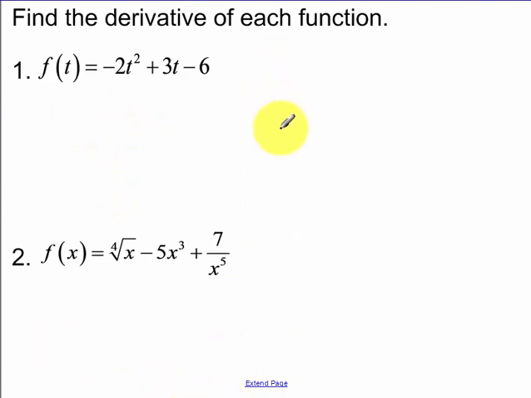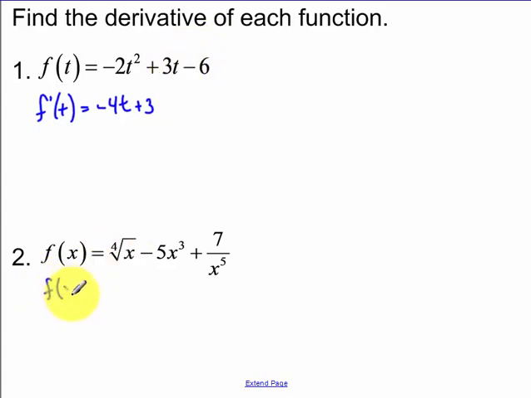Okay, so derivative of each function. So what I can do to find my derivative, bring down the exponent in front and multiply it to that constant. So 4t, reduce that exponent by 1. Bring the exponent down, so that's just 3 times 1. T to the 0 power is 1. Derivative of a constant is 0.